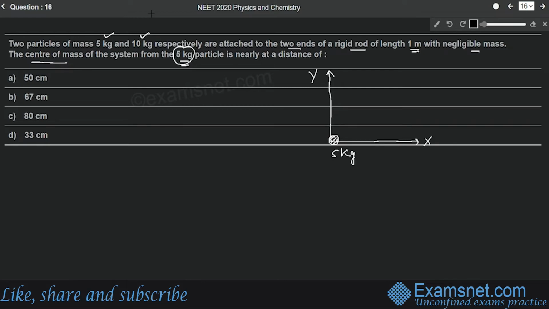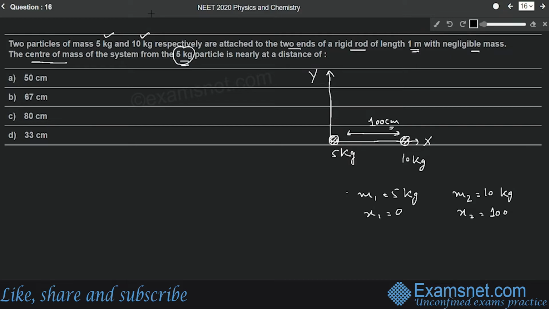Okay. Then the 10 kg mass will be kept at a distance 1 meter. That means 100 centimeter. Because all the options are given in centimeter, so we'll consider the centimeter unit. Okay. So here we have m1 as 5 kg, and x1 will be 0 because it is kept at the origin. Similarly, m2 is 10 kg and x2 will be equal to 100 centimeter. Okay, so x2 is 100.